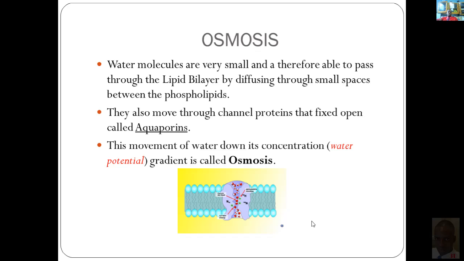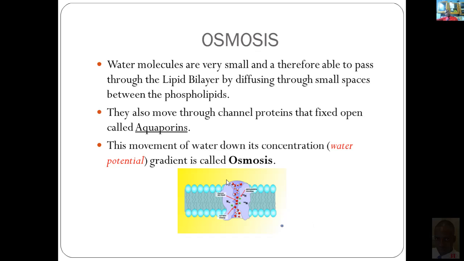Now water molecules are very small and therefore are able to pass through the bilayer by diffusing through small spaces between the phospholipids, right? They also move through channel proteins that are fixed open, and these are called aquaporins.